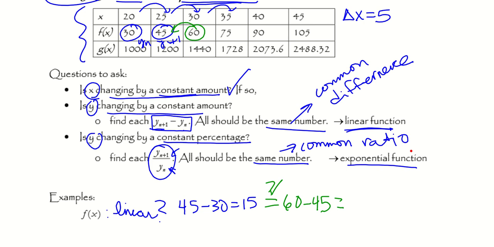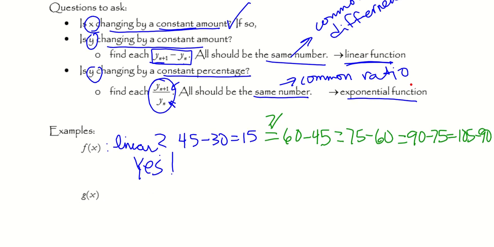That again isn't enough. We have to move to the next one. Is 75 minus 60 equal to 15? Is 90 minus 75 equal to 15? Is 105 minus 90 equal to 15? If those differences are consistently 15, and they are, then yes, f of x is linear.